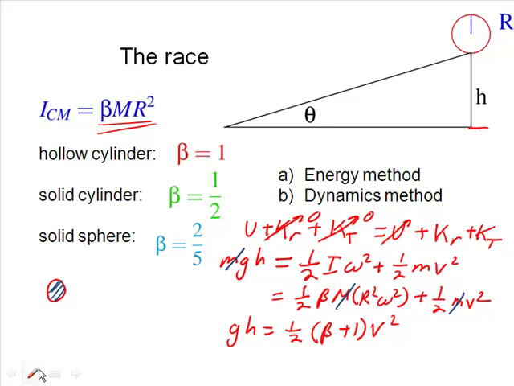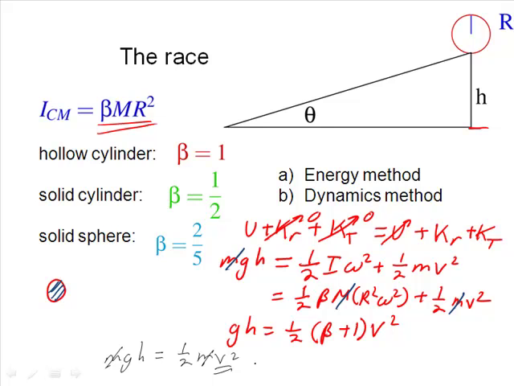Notice, and this sometimes surprises people, sliding without friction would give me mgh equals 1/2 mv squared. M cancels. Notice with no plus beta, I would actually get a much larger velocity sliding without friction than I do rolling down. Rolling always has some friction in it.